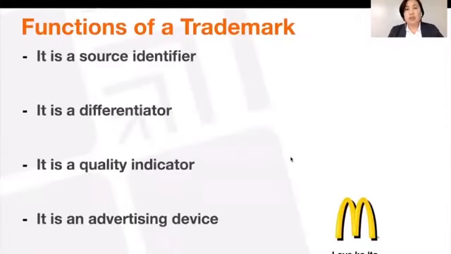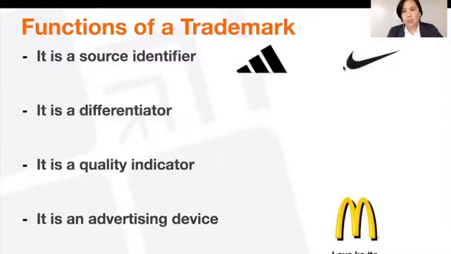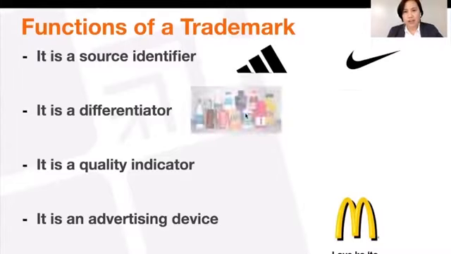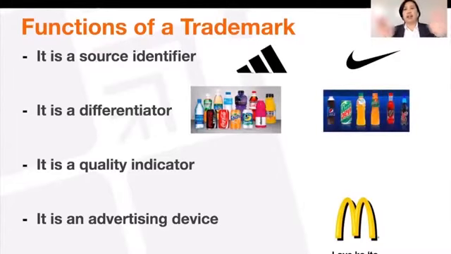A trademark also serves several functions. Okay? First, it's a source identifier. When you see these three stripes or this swoosh mark, you know where to find them. You know where to buy them. Okay? You know that these three stripes belong to company A and this swoosh mark belongs to company B. A trademark is also a differentiator. When you go to the supermarket and you go to this aisle, you know exactly what to get because one of the functions of a trademark is that it is a differentiator.